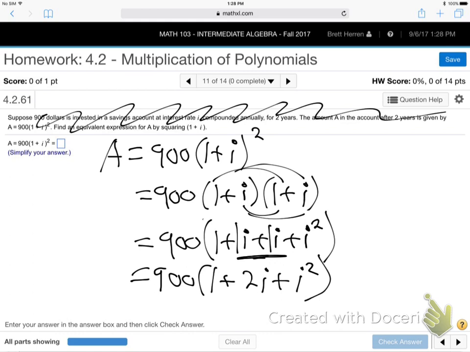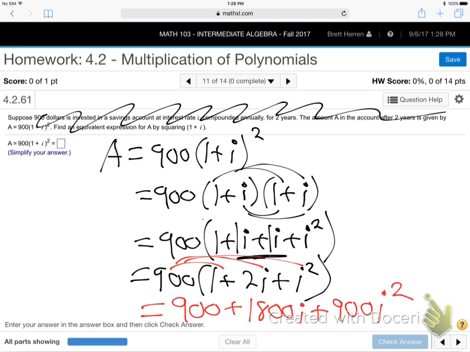Good so far. And now, the 900's been waiting patiently out there. Now, boom, boom, boom, he'll distribute through. Get 900. Right, 900 times 1 is just 900. Plus 900 times 2, 1800I plus 900I squared. There's our answer. So we never did anything with those words. The words were irrelevant. They just wanted us to multiply out the expression.